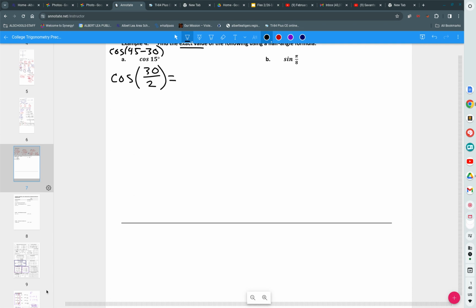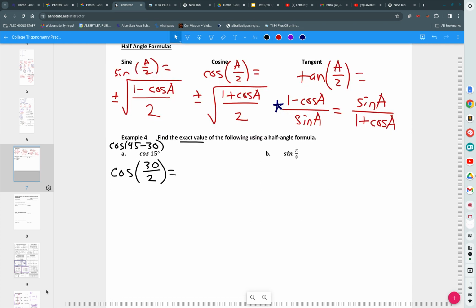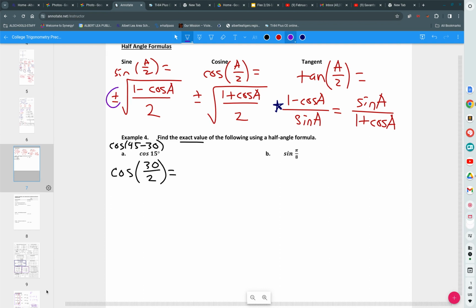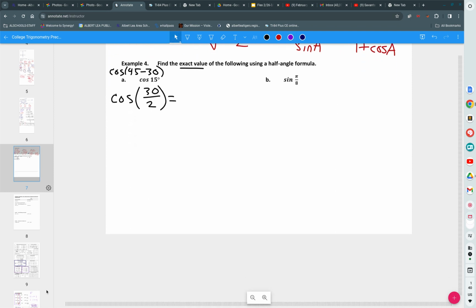And this is equal to, let's get the plus or minus out of the way. Notice that it says plus or minus right here. That only means that you have to decide if the end value is going to be positive or negative. So the cosine of 15, which quadrant is 15 degrees in? And is cosine positive or negative in the first quadrant? Positive. It is positive. So we know the answer is going to be positive. That's all the plus or minus means. You need to make that choice.